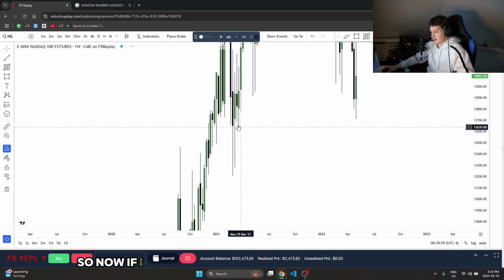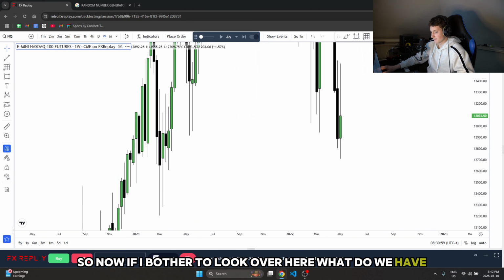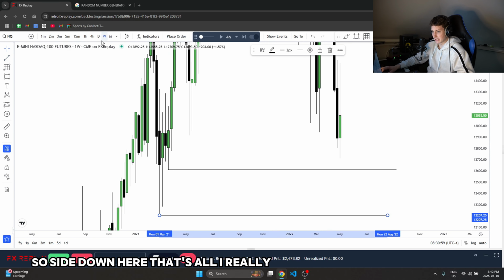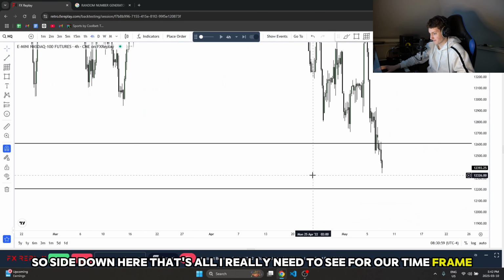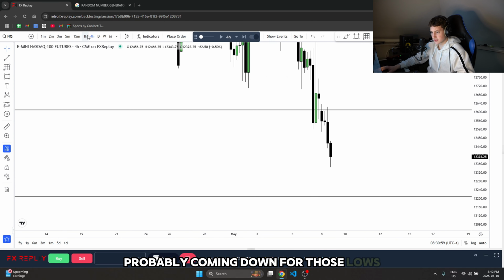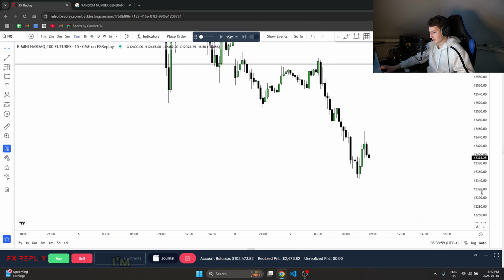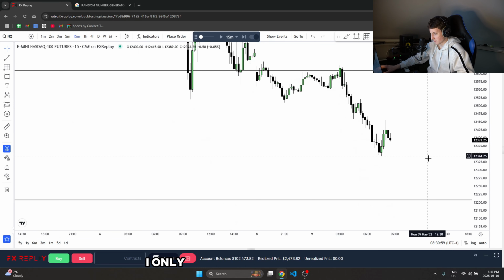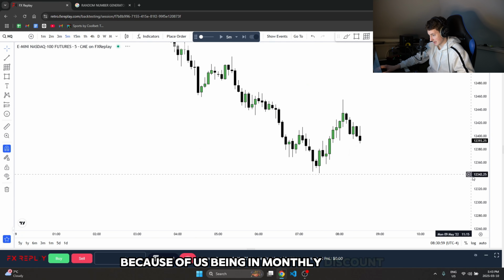So now, if I bother to look over here, what do we have? There's some sell side down here, sell side down here. That's all I really need to see. 4-hour time frame, probably coming down for those lows, but I'm not super interested. I'm really just waiting for reactions, okay? We're leaving all this liquidity to the upside. I only really want to take longs because of us being in monthly discount.